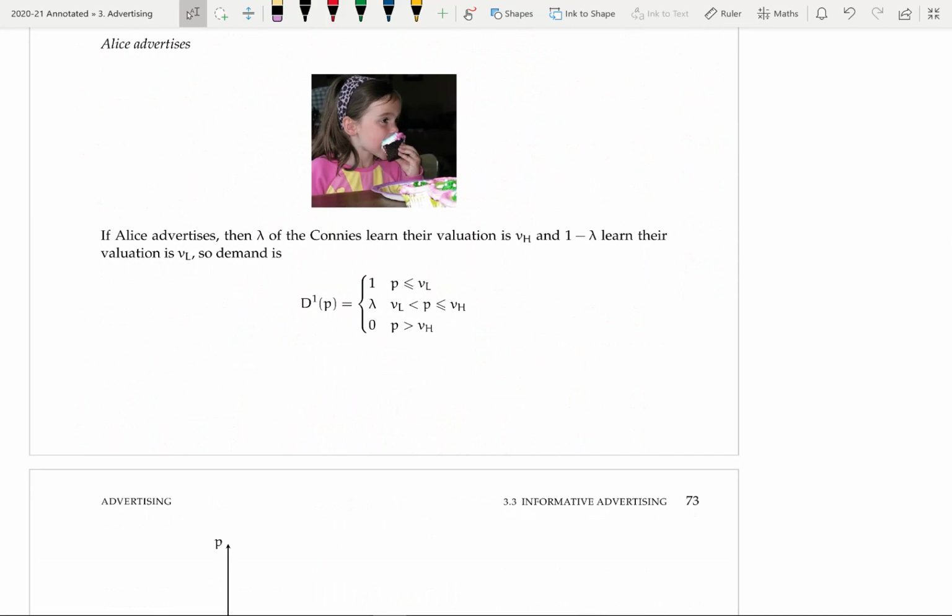Then Connie can see the cake, she can taste the cake, she works out whether she likes the cake or whether she doesn't like the cake. Now a proportion lambda of the Connies will learn that the valuation is VH, and the proportion 1 minus lambda will learn that the valuation is VL. So their demand is given by the formula there, but it's easier if we just look at the picture.